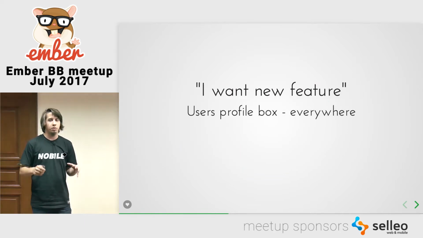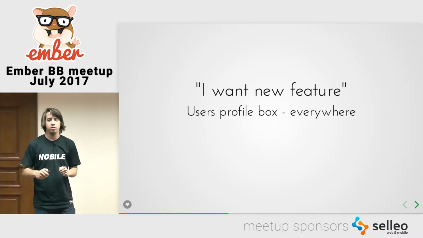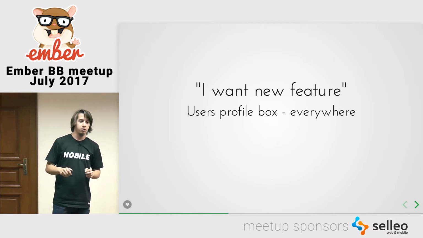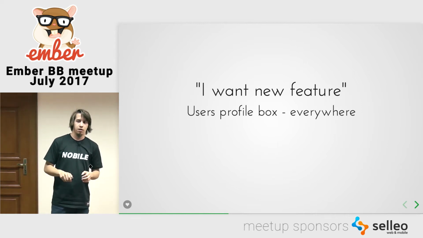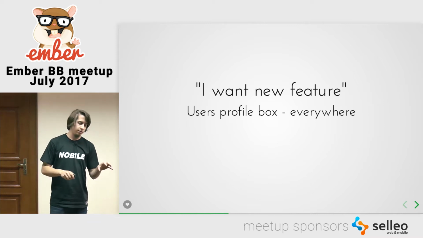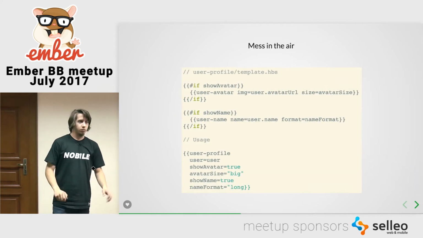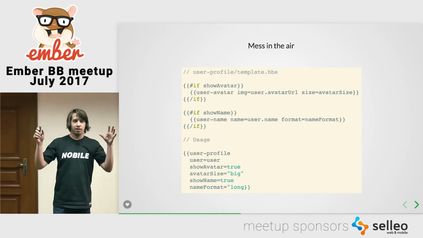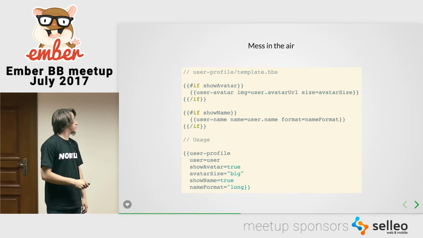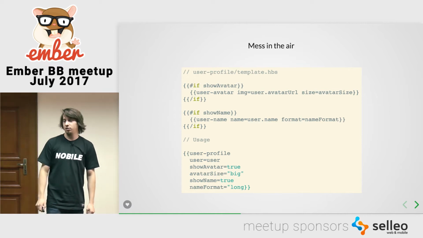Okay, so imagine the situation when the client comes to us and says, I want a new feature. It will be a user profile box, but I need this component in many places in the application. In some places it should look like this, and there something different. So one year ago, I think I would create something like this. It's a mess. We can see that the API of this component is full of mess, and if we change something, it can break the component.